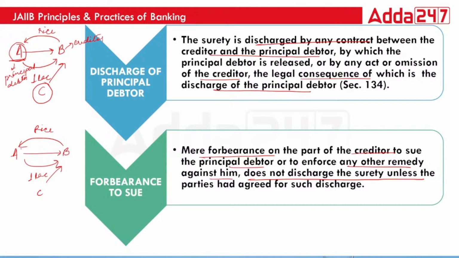If there is any kind of default and B is not taking any action against A, this doesn't mean that C is discharged of the duty. He will be discharged of the duty only when A is discharged of that particular loan. So even if B is delaying any kind of action against A, the delay in that process does not mean that C is discharged of the duty which he had.